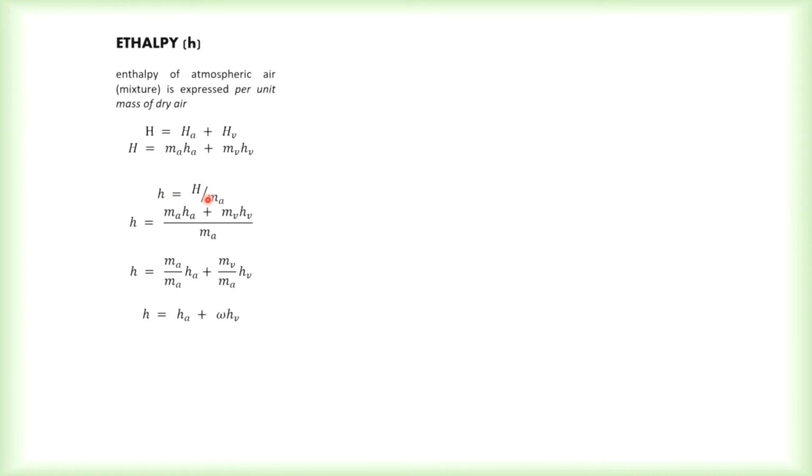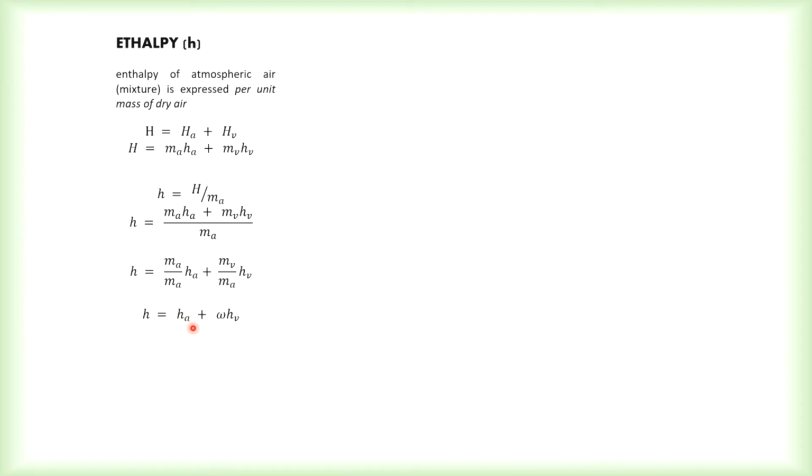Specific enthalpy of the mixture, because this is always a constant. It gives you enthalpy, specific enthalpy H. So when this H is divided by MA, you get the specific enthalpy of the mixture. And this divided by MA actually becomes your specific humidity. Remember, the specific humidity is the ratio of the mass of water vapor to 1 kg of dry air. So this becomes 1 and this becomes omega. This will be the formula that we use to calculate the enthalpy of atmospheric air.